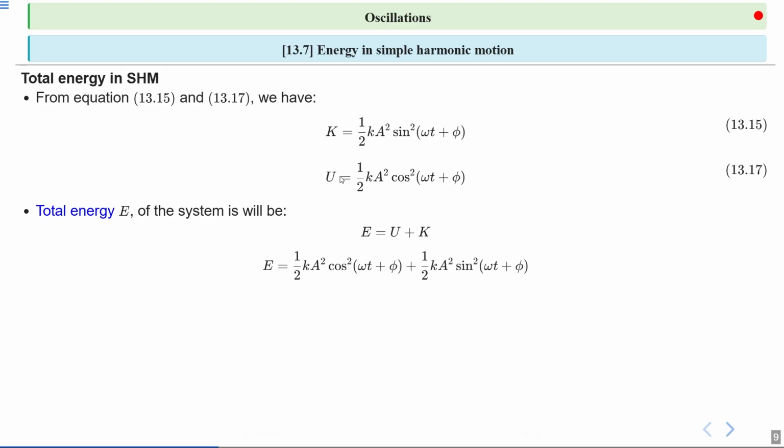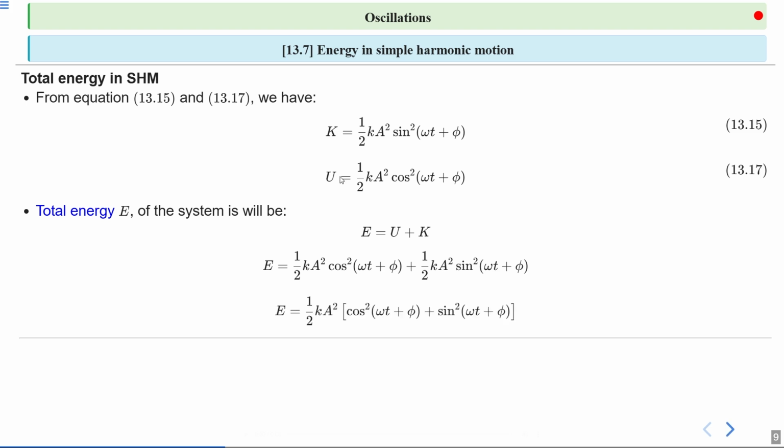So substituting the expressions for U and K, we get E equal to 1 by 2 Ka square cos square (omega t plus phi) plus 1 by 2 Ka square sin square (omega t plus phi). This shows us that both kinetic and potential energies are always positive, and their sum gives the total energy at any moment.